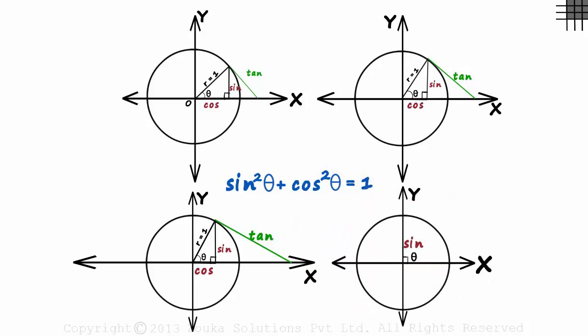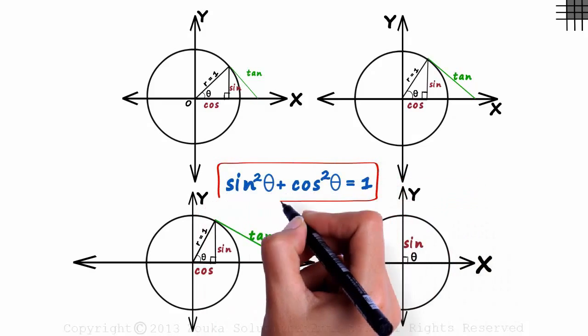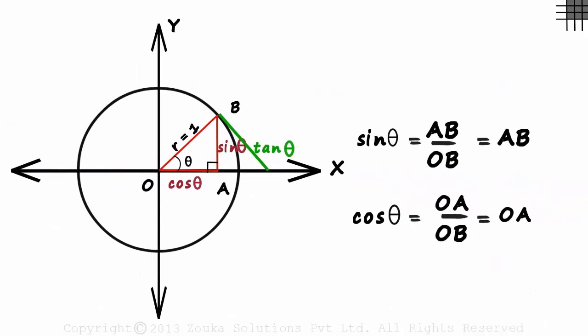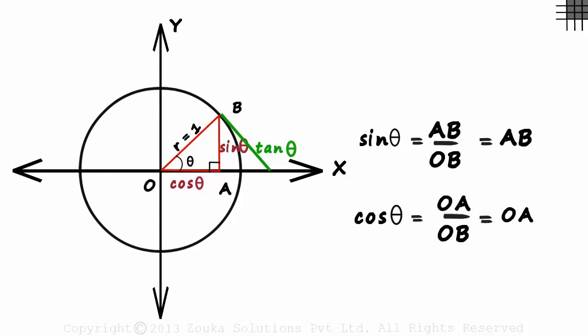This is considered one of the most important trigonometric identities which was derived easily using a unit circle. Doesn't matter what the measure of theta is. Sine squared theta plus cos squared theta will always equal 1. Many people have a lingering doubt in their mind when they study this topic. What if the radius was 2? Will this still work? The answer is yes, it will.